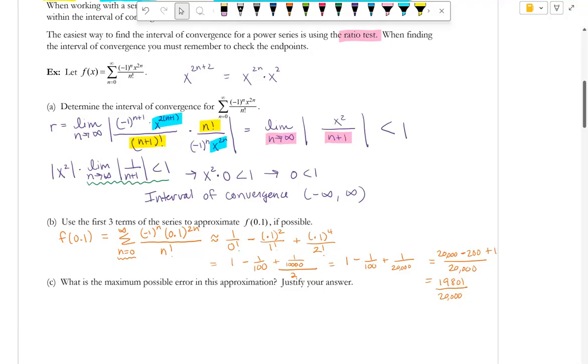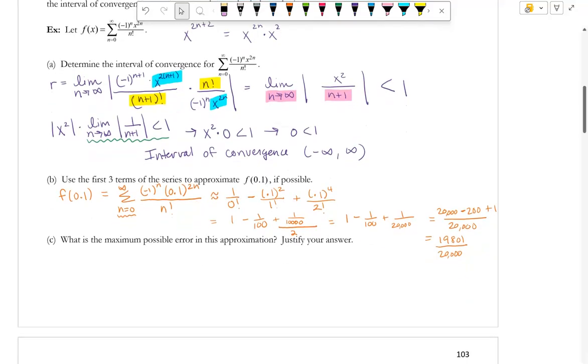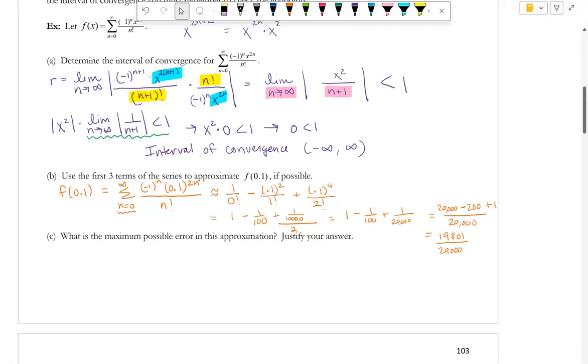All right, lastly, we are asked what is the maximum possible error in this approximation. So we're trying to figure out how good of an approximation this is because we don't know the actual value of f of 0.1. So I don't know how close my approximation in part B was. Whenever we're asked about error, we need to look and see what type of series we have. So notice this is an alternating series, and we could see that in the formula, or in the signs of our terms alternating.